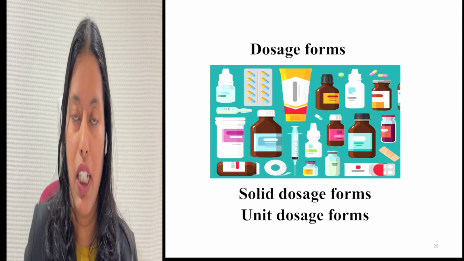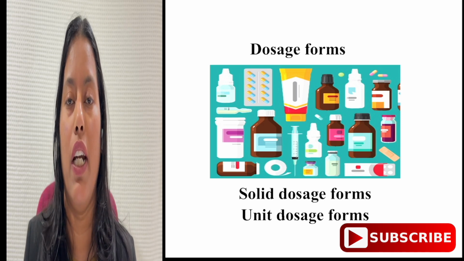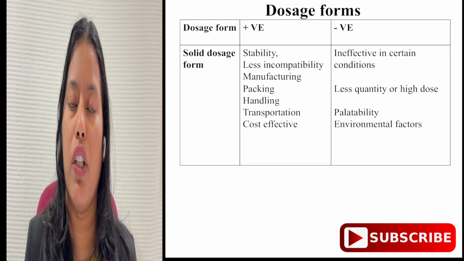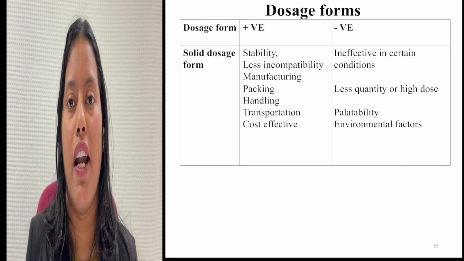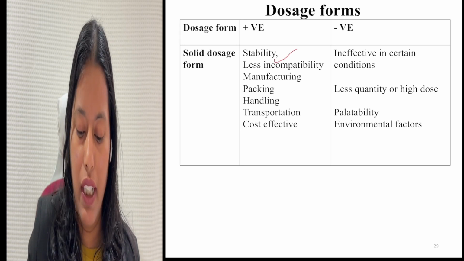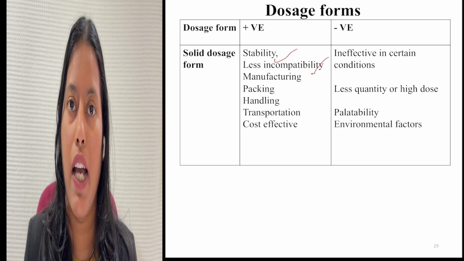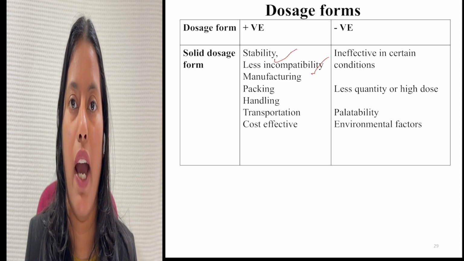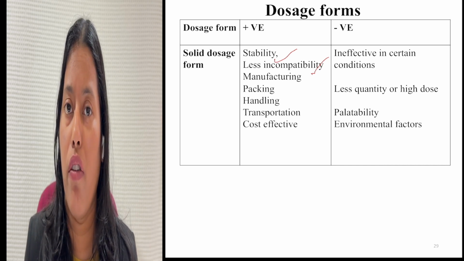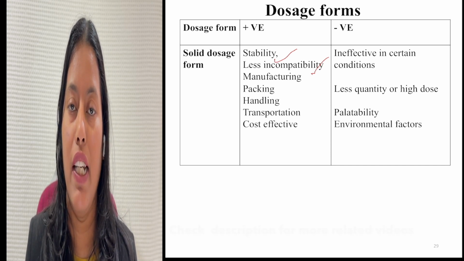We are going to see the solid dosage form and what are the different unit dosage forms included in the solid dosage forms. So, let's have a look at the advantages and disadvantages of the solid dosage form. First, stability and incompatibility. Solid dosage forms are more stable as compared to liquid dosage forms and semi-solid dosage forms because they contain no water or very little water. The incompatibility reactions are very few.